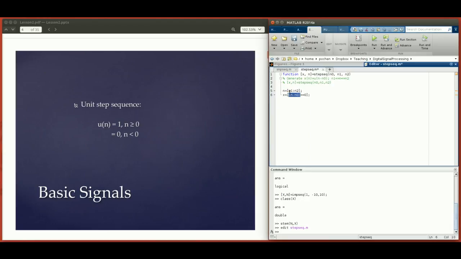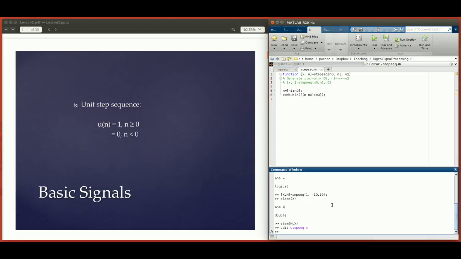So if at some location inside of n, the value of n actually becomes bigger than n0, then this comparison is going to become true, and true is going to be represented using 1 in Matlab, and otherwise it's going to be 0. So again, I would like to turn it into a double instead of logical. So that's pretty much our function body. Let's save it. And let's give it a try.